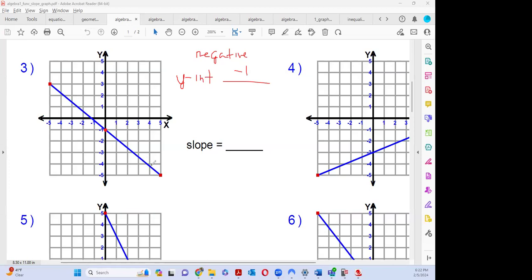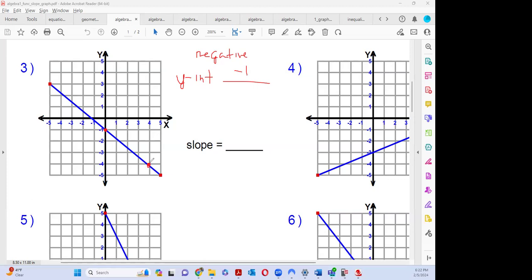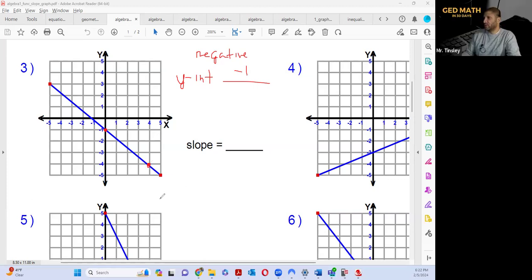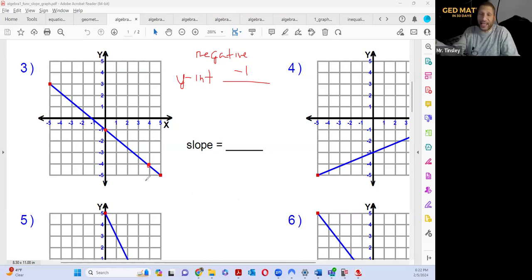None of them really match up. Let's just say it crossed right there, at 4, -4. It doesn't actually, it's a little off, but let's just say it did.